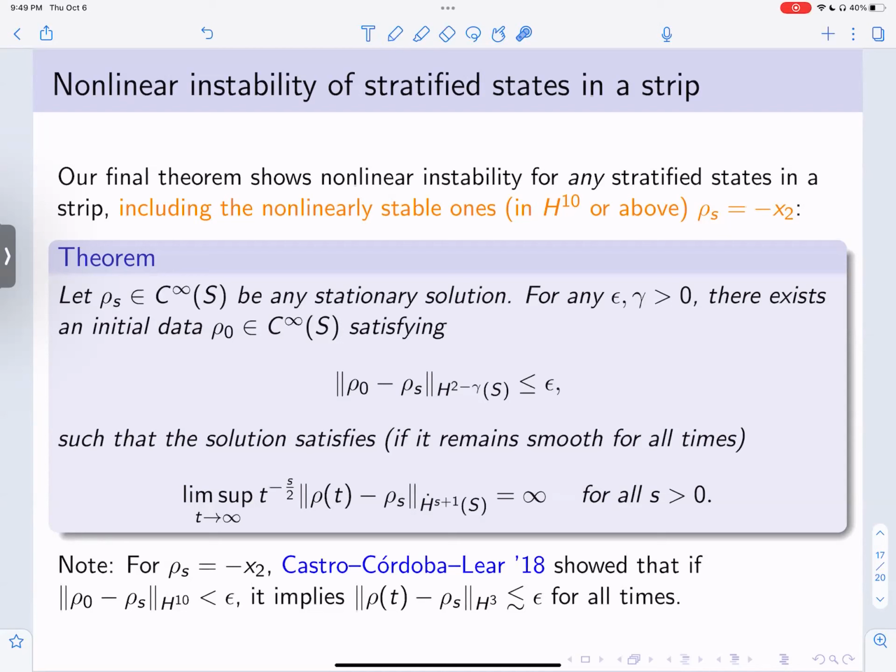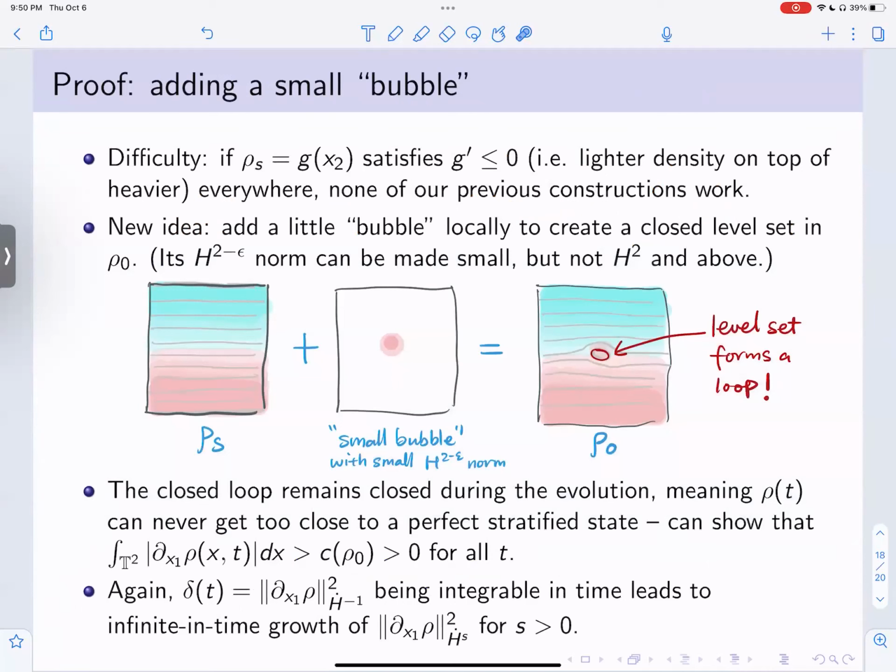So we are not sure which one is the gap between stability and instability, but the important thing is that the notion of stability versus instability heavily depends on the choice of the norm. Okay, so the idea is as follows. We cannot use our previous construction because such rho s is already the minimizer of the potential energy among all of its transports by any incompressible flow.